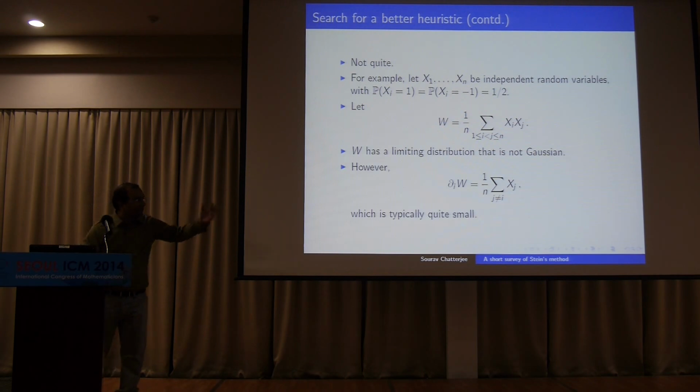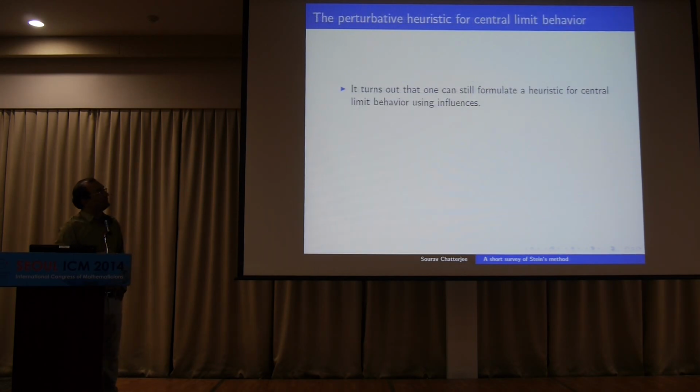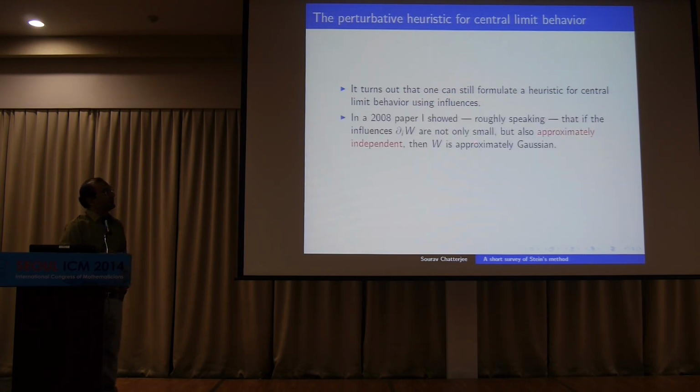So these theorems based on influences, on these small perturbations, how things change if you change one thing, are, as I said, widespread in the study of fluctuations. People study fluctuations of random objects quite a lot using these things. But can you extend it to the study of central limit theorems? It turns out that you can still formulate a heuristic using these influences.